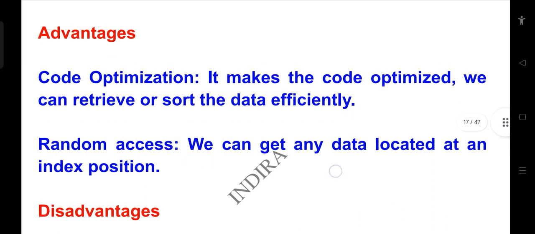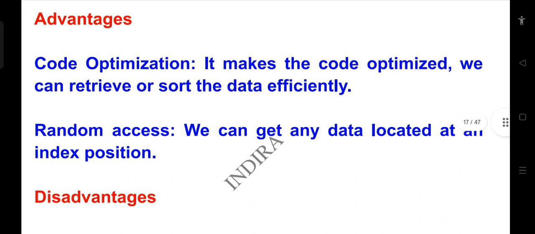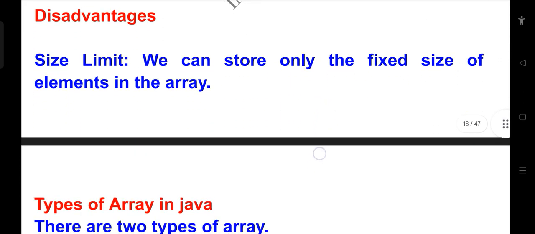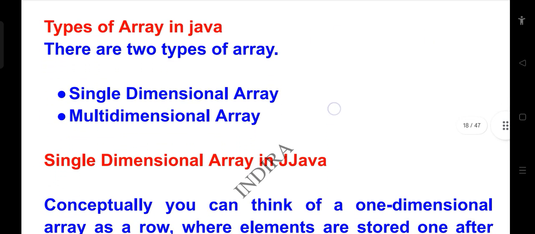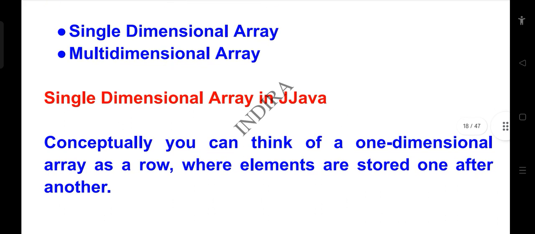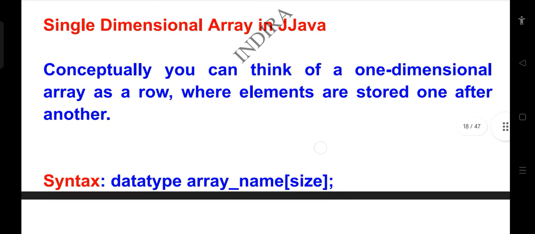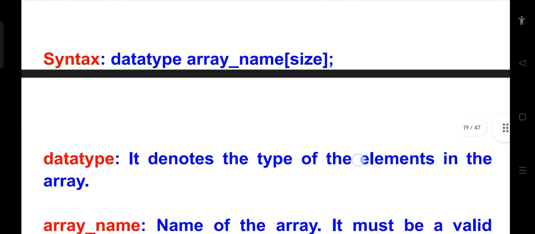Advantages and disadvantages of Java array: code optimization and random access are the advantages, whereas the disadvantage is the size limit. Types of arrays: single dimensional and multi-dimensional. Single dimensional means the array contains only one row, either one row or one column, where elements are stored one after another. This is the syntax for one dimensional.